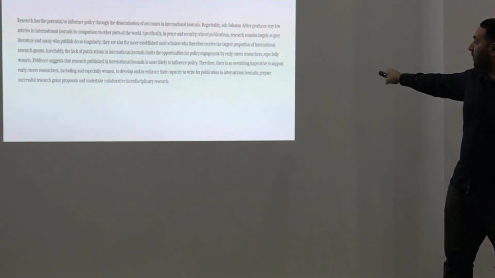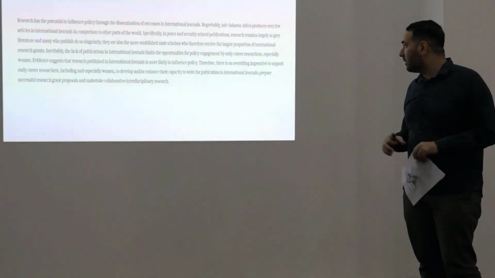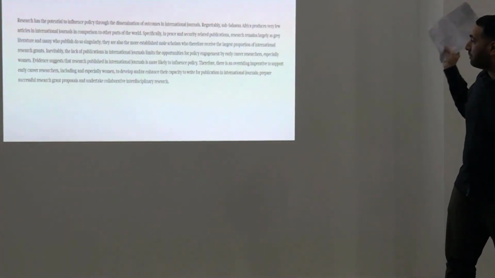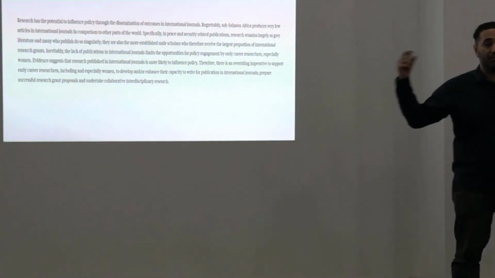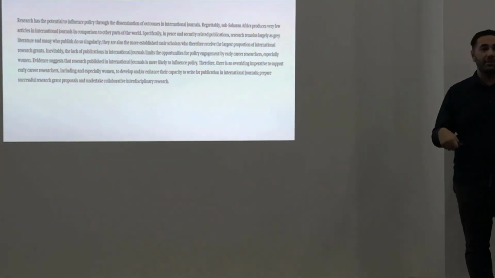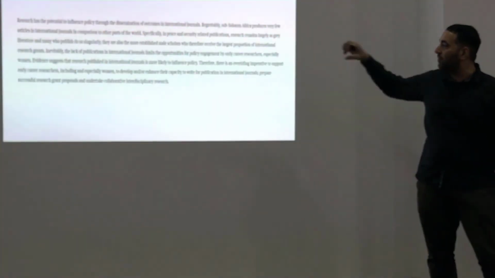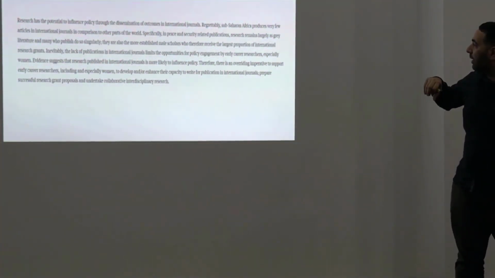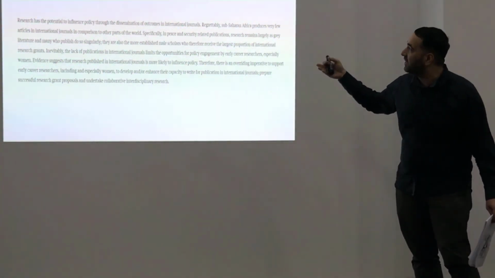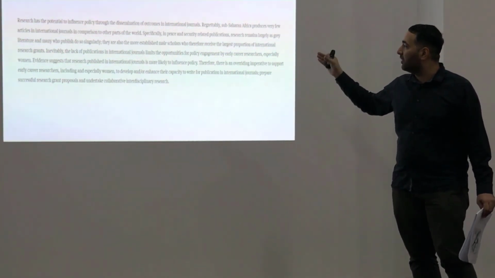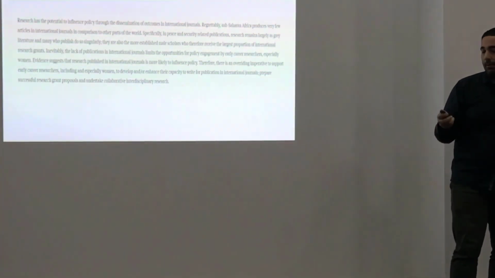Therefore, there is an overriding imperative to support early career researchers, especially women, to develop and enhance their capacity to write for publication in international journals, prepare successful research project grant proposals, undertake collaborative interdisciplinary research, and so on and so forth. So again, this is an academic who has a very specific objective and key outputs, and in this case she is positioning herself in relation to the objective, making it very clear that this is about publishing.